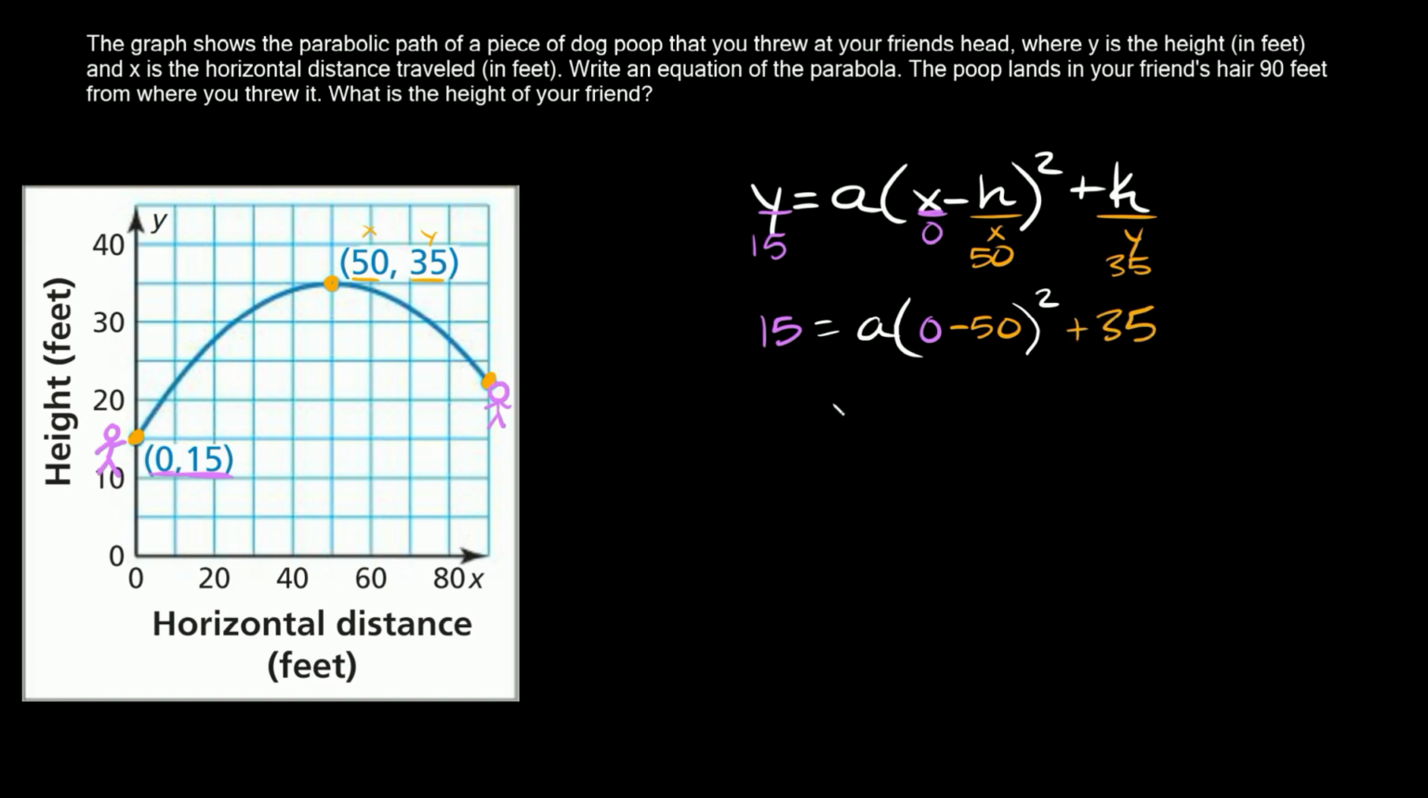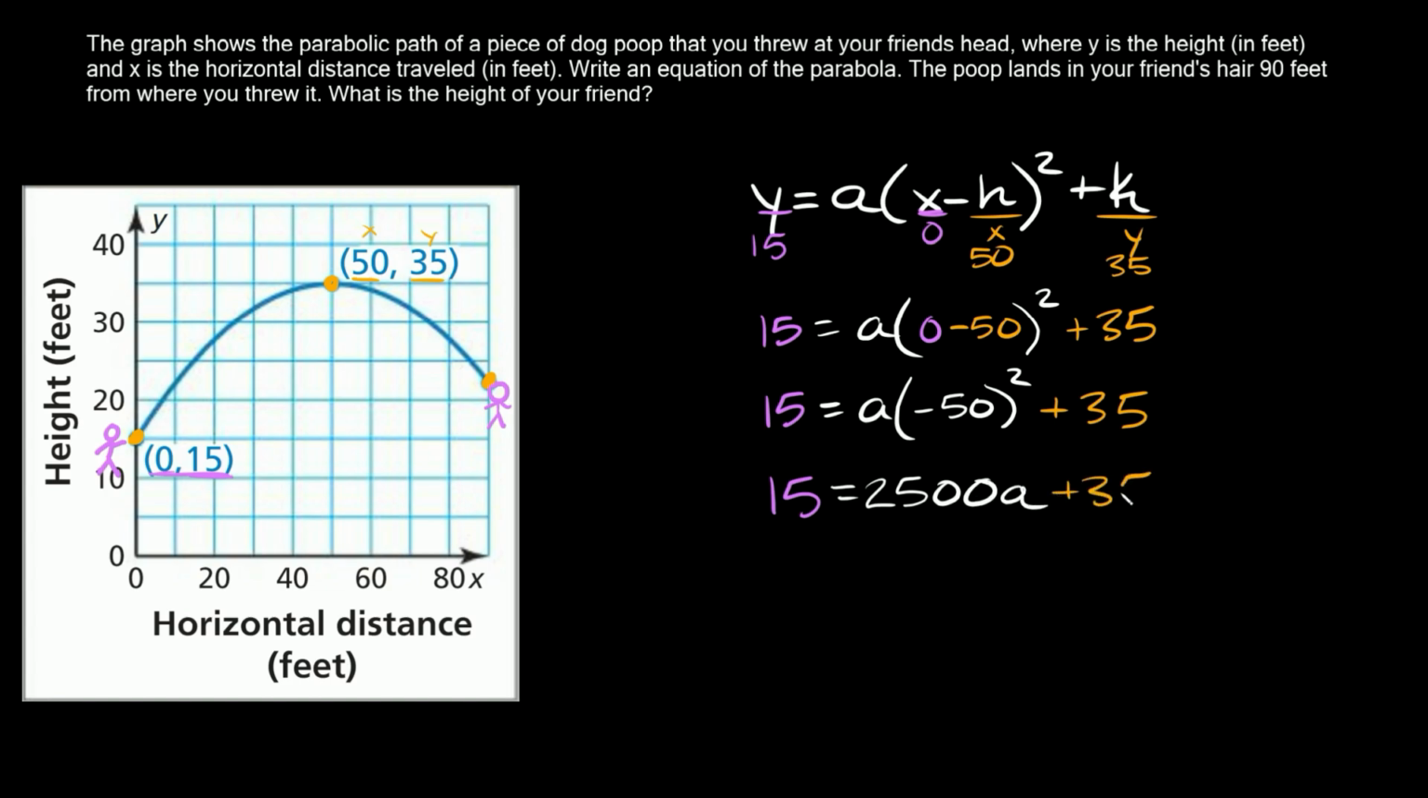So we'll just add 35 at the end. Simplifying this again, we get that 15 is equal to a times, in parentheses, 0 minus 50, which is negative 50, squared, plus 35. Let's simplify this. Negative 50 squared is equal to positive 2,500. So we have 2,500 times a, and then plus 35 at the end.